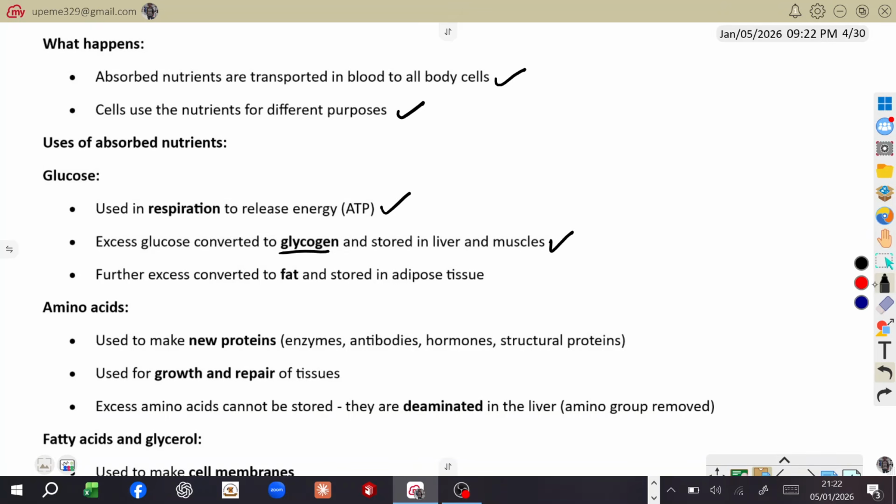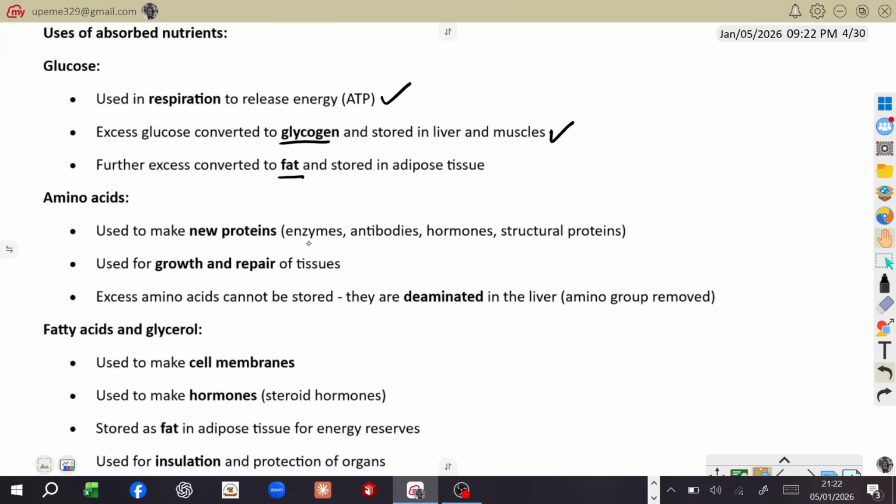So further excess is converted to fat and stored in adipose tissue. If there is excess carbohydrate which cannot be stored as glycogen, that excess can also be converted into fats and then stored in adipose tissue, meaning under the skin, that's where it is mainly stored as fat.